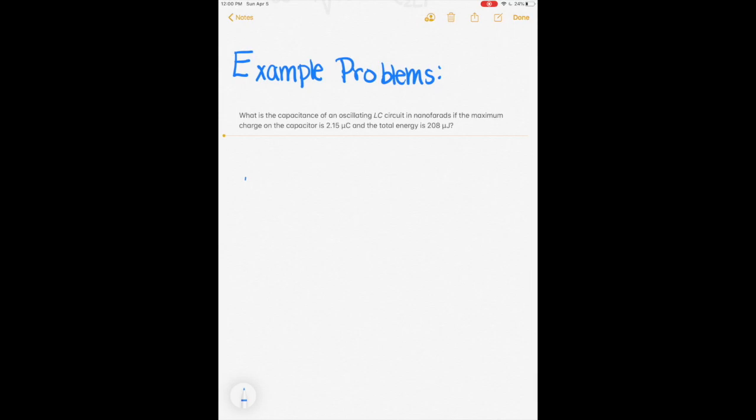Example problem number 1 states, what is the capacitance of an oscillating LC circuit in nanofarads if the maximum charge on the capacitor is 2.15 microcoulombs and the energy is 208 microjoules?